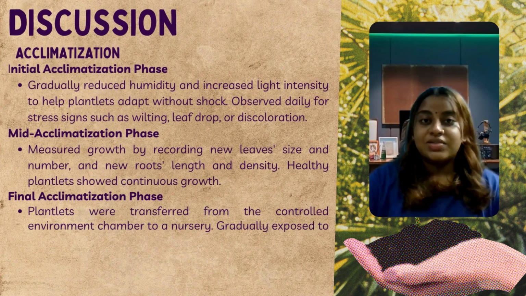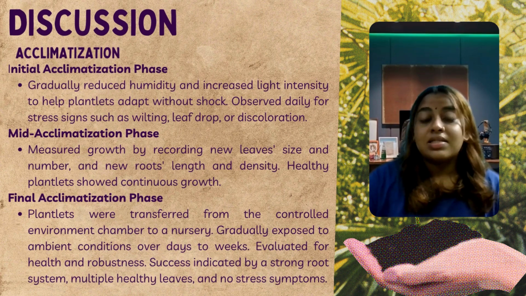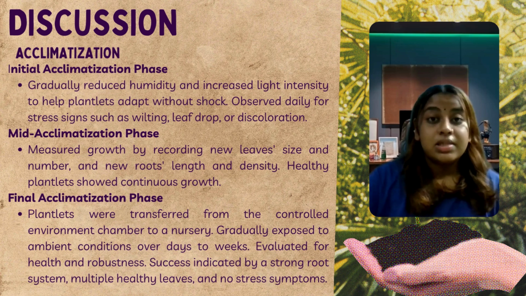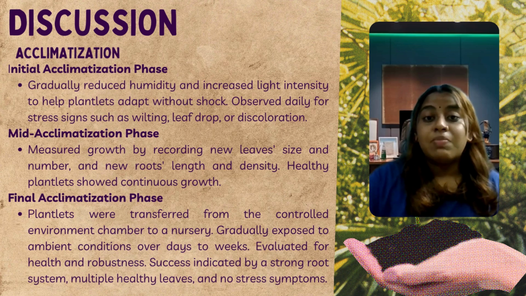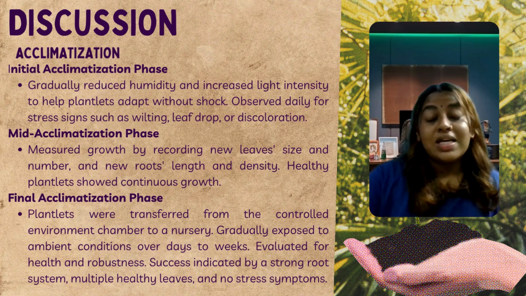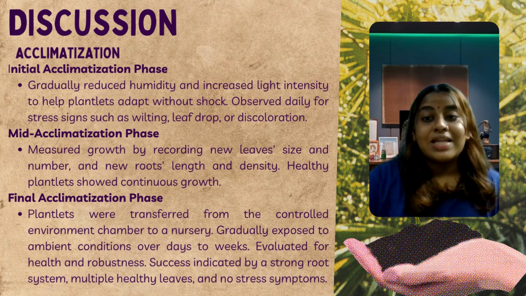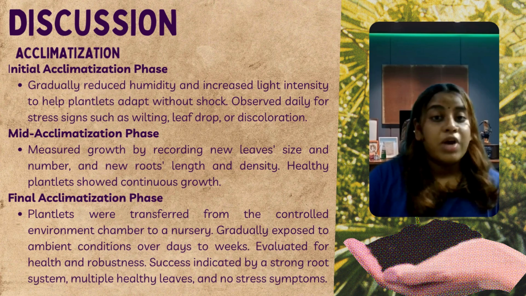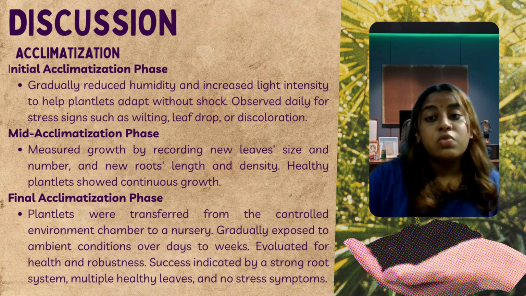Discussion for acclimatization. During the acclimatization phase, plantlets were gradually exposed to external conditions by reducing humidity and increasing light intensity. In the initial phase, this environmental adjustment helped the plantlets adapt without experiencing shock. Daily monitoring focused on identifying stress signs such as wilting, leaf drop, or discoloration. In the mid-acclimatization phase, growth parameters including the size and number of new leaves and the length and density of new roots were recorded. Healthy plantlets showed continuous growth with new leaves and roots developing robustly.